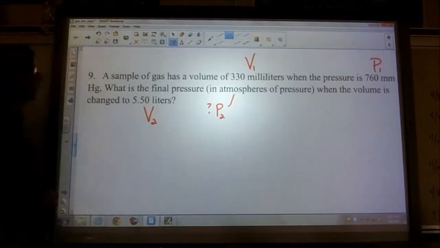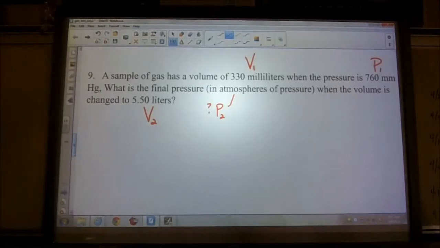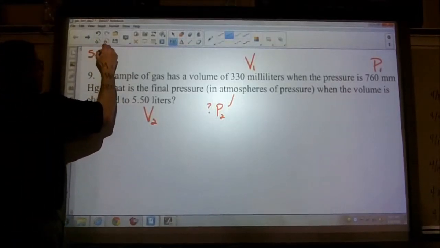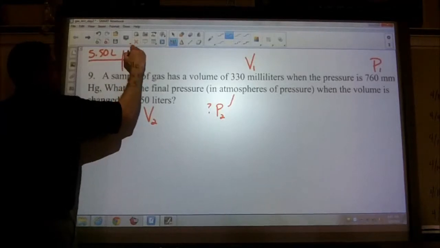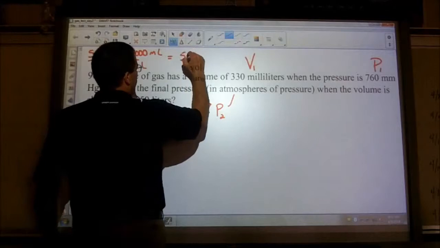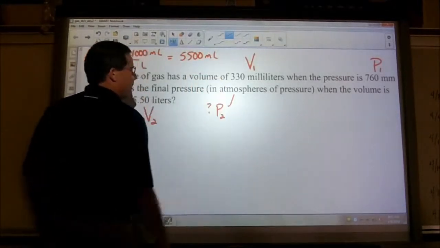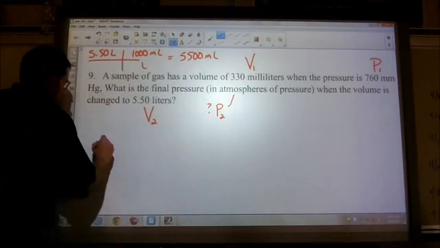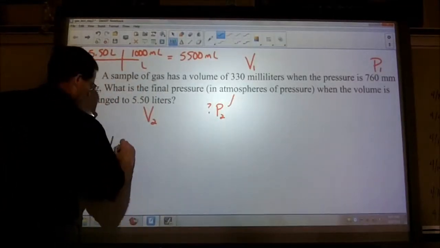Oh man. So I gave you milliliters and liters. So again, what do you want to change? The liters or the milliliters? Liters. The liters? Okay. So if we have 5.5 liters, get that to milliliters. So that's 5,500 milliliters. Okay. And we'll do the atmospheres at the end. So again, you are given this.